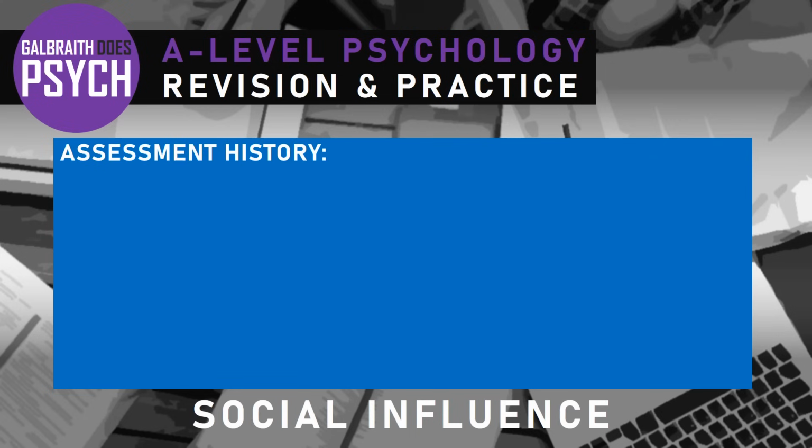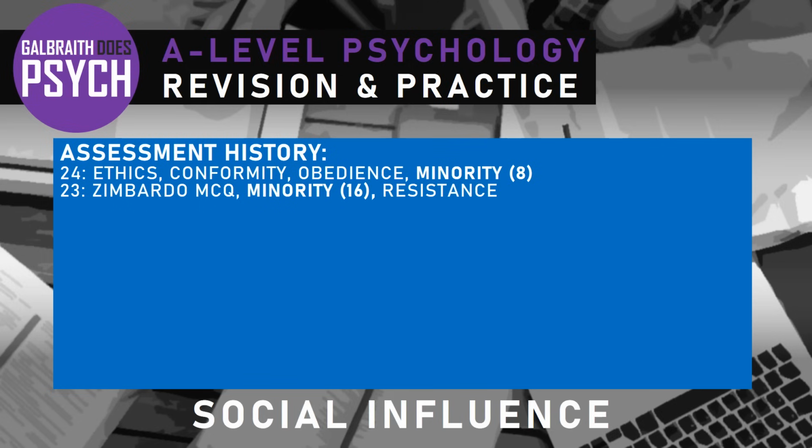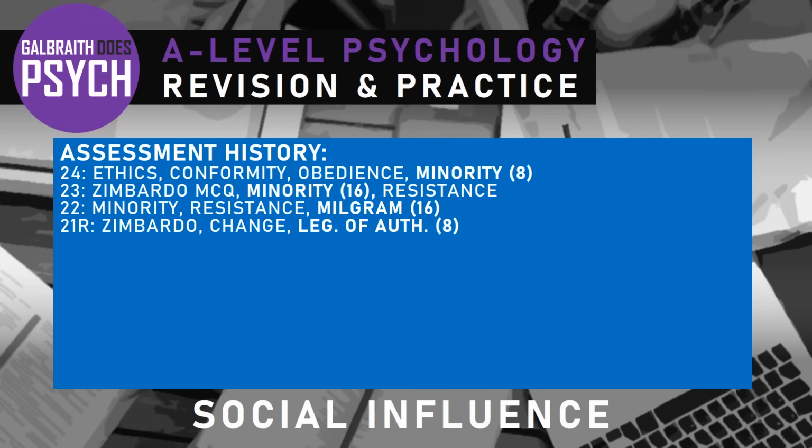So for social influence, in terms of what's come up, well, last year we had ethics, conformity, obedience, so explanations for those two things, and then an 8 marker on minority influence, and that focused on consistency and flexibility. Then going back, we had a little bit of Zimbardo, minority influence came up there as a 16 marker again, bit of resistance, and so on.